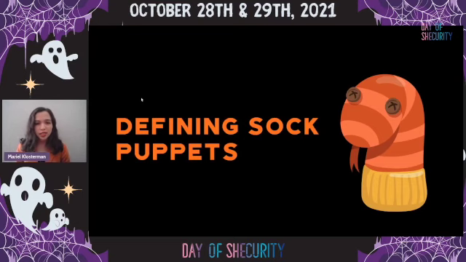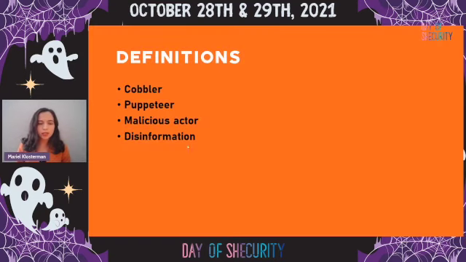Okay, so we're just going to jump right into defining sock puppets. So sock puppet cobbler, you might be wondering, where does that come from? Well, first it came from the sock puppet accounts, and then in spy terms, a cobbler is a creator or forger of identity documents. So I thought that played hand in hand with what I'm talking about.